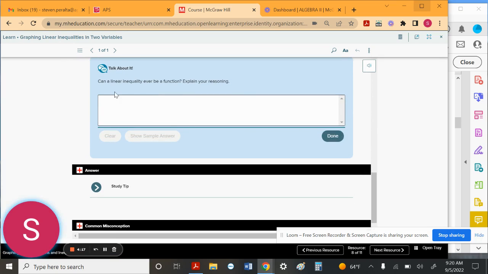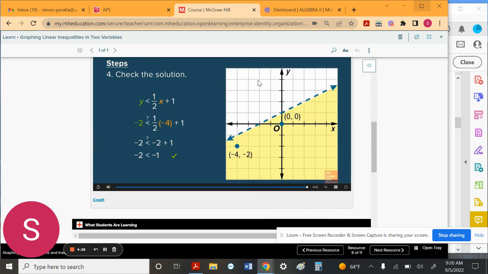Okay, so can a linear inequality ever be a function? Yes, because if I do the vertical line, oh no, it can't be, because if I do a vertical line test, all these points in this part right here would be part of the solution, and there are too many points here. So a linear inequality cannot be a function. It doesn't matter which side it's on. Okay, let's move on to the next one.